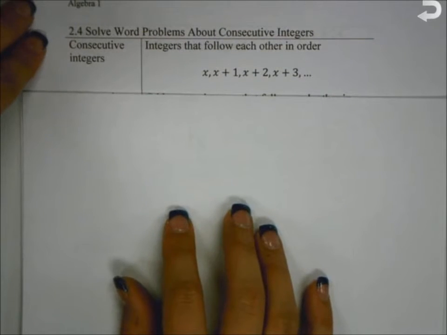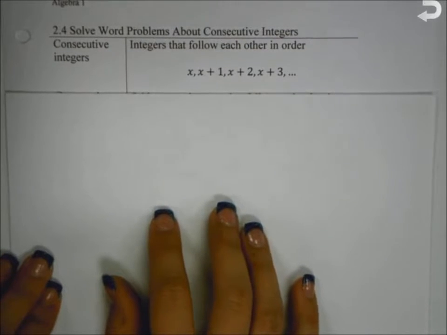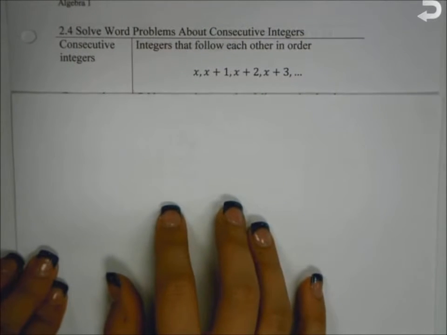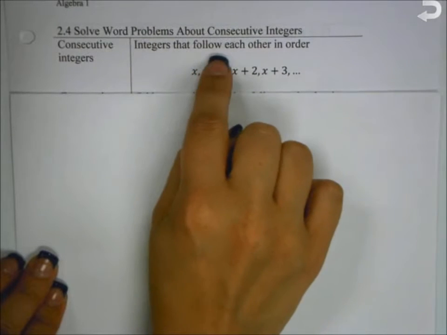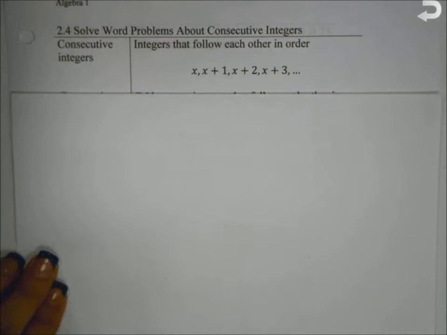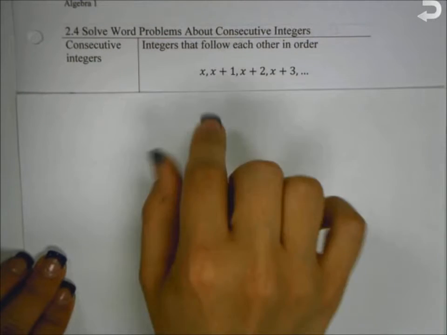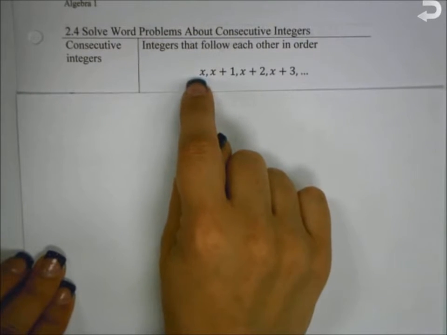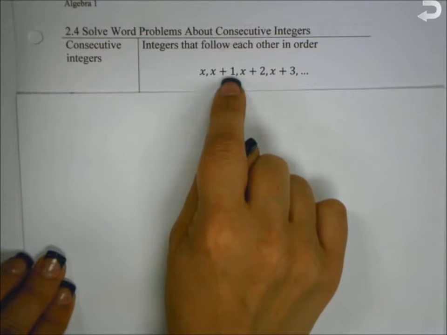First thing we need to define is what is a consecutive integer. Consecutive integers are integers that follow each other in order. So 1, 2, 3, 4, those are consecutive integers. So how would we write that? Well, if we let x be an integer, what would the next one be? X plus 1, right?